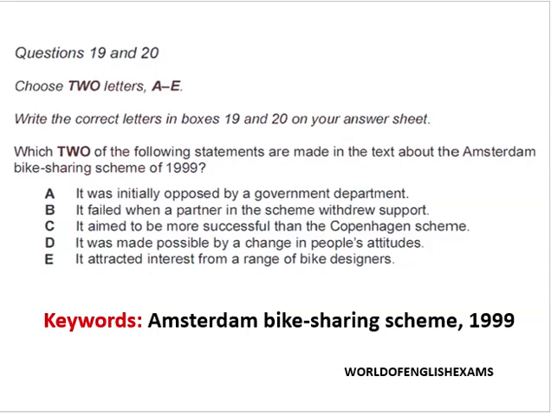Then C, let's look at C. It aimed to be more successful than the Copenhagen scheme. Did you read anything about the Copenhagen scheme? So this is not the correct option. D: It was made possible by a change in people's attitudes. Yes, obviously people became more environmentally conscious. So B and D are the right options. Option E says it attracted interest from a range of designers. No, we did not read anything that so many designers were interested in the project. So E also seems to be unfit for this.